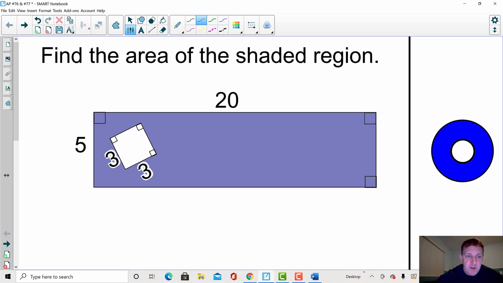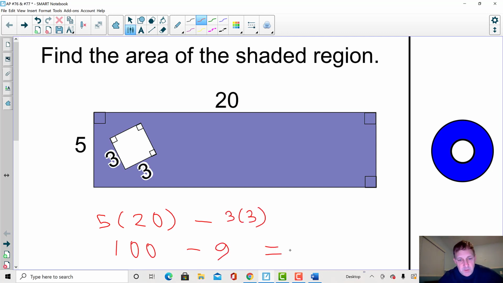I would do the area of the purple rectangle, which would be 5 times 20. Then I would do minus, and I would subtract the area of that square. So I would subtract 3 times 3. That would give me 100 minus 9, which is 91. So the area of the purple shaded region is going to be 91. We're going to use the same idea to do the area of a washer.